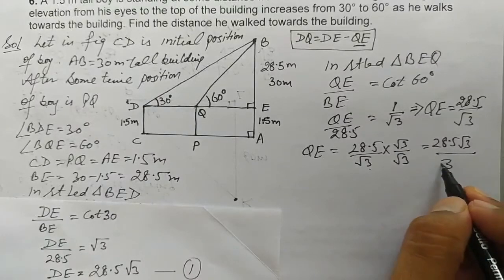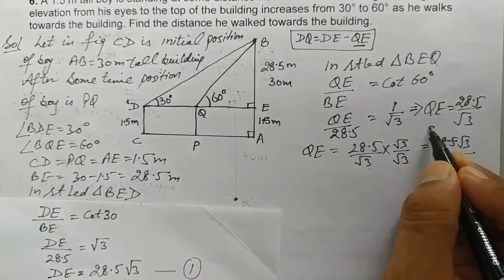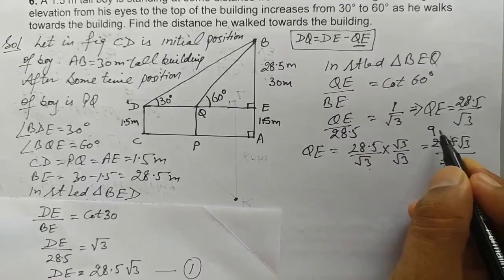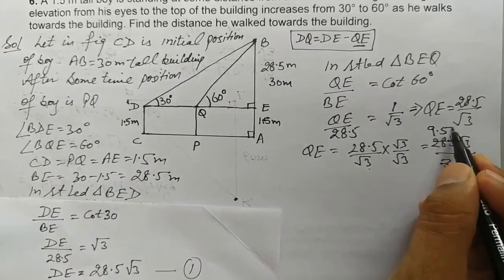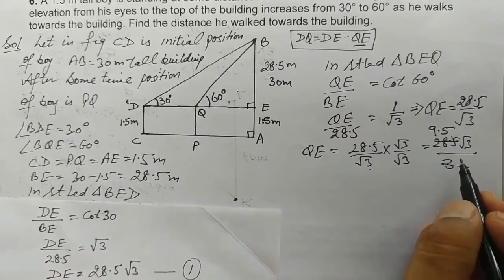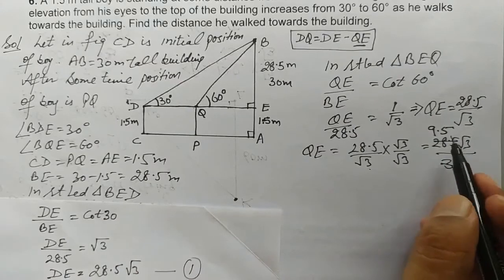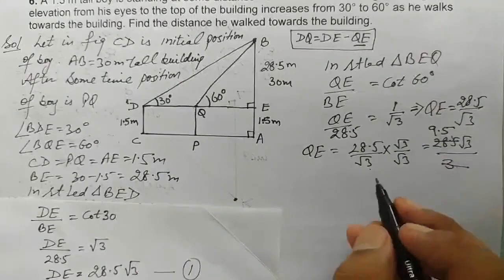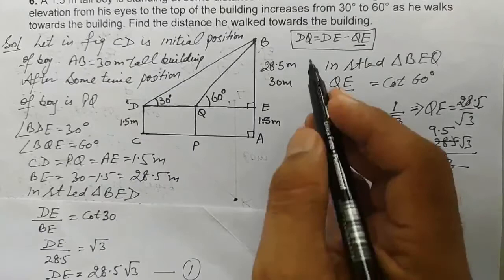So now 3 and 28.5 can be cancelled. 3 9s are 27, 1 is left. Put a decimal. 3 5s are 15. So 9.5 it is. Now we'll find out the value of DQ.